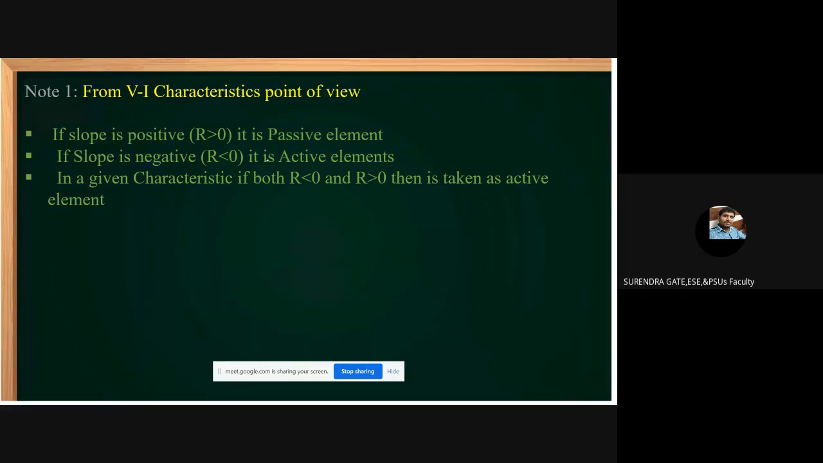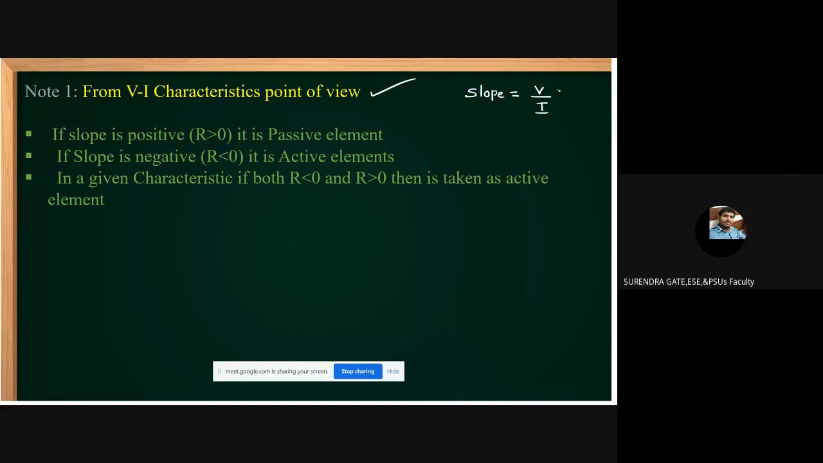By giving the VI characteristics, it asks you to identify whether it is a passive element, active element, linear element, or non-linear element. Then how do we identify active and passive elements? From the VI characteristics point of view, if the slope is positive, that means R is greater than 0. In VI characteristics, the slope is defined as V by I. I think all of you know Ohm's law. Slope equals V by I.